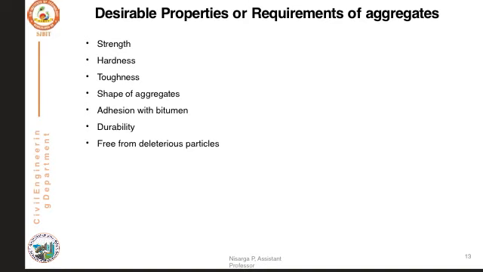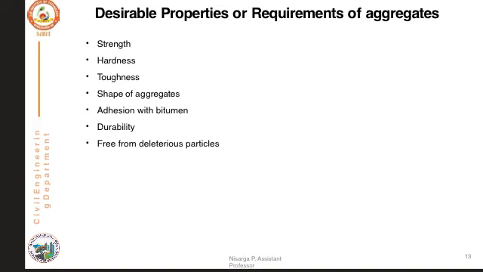Hello student, in this session let us learn what the desirable properties or requirements of aggregates to be used in road construction work are, and also briefly go over the various tests which are conducted to determine the properties of aggregate, and the recommendations given by IRC for its suitability will be discussed in this session.